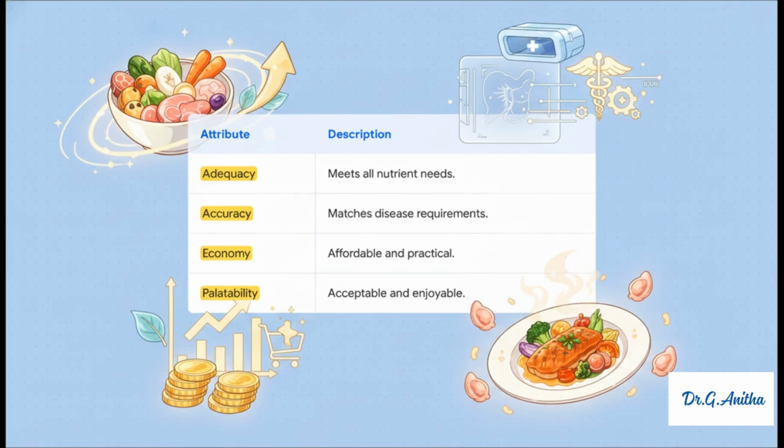Okay, these four attributes, think of them as your non-negotiable checklist for every single diet plan you create. You have to ask yourself, is it adequate? Does it meet all their nutrient needs? Is it accurate for their specific condition? Is it economical and practical for them? And maybe most importantly, is it palatable? Is it something they'll actually eat? If the food just sits on the tray, it's not doing anyone any good, right? Top-tier standards, like those from ESPEN, really hammer this home. Hitting all four is fundamental.